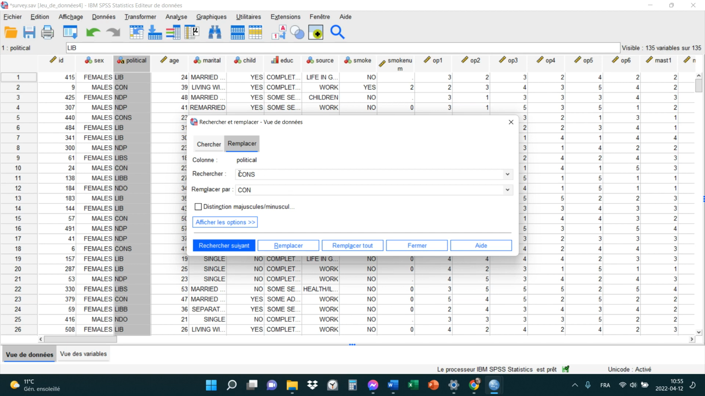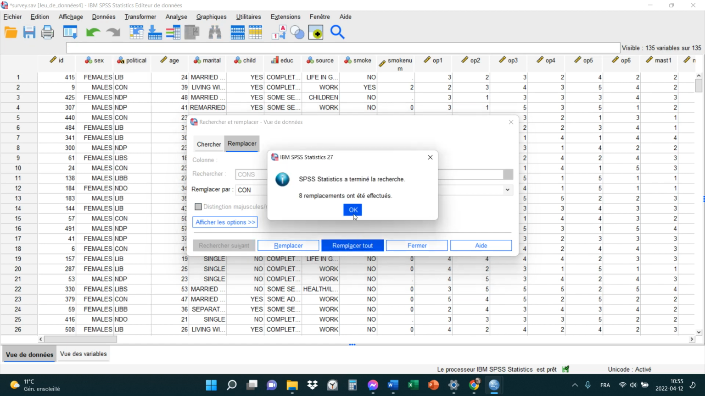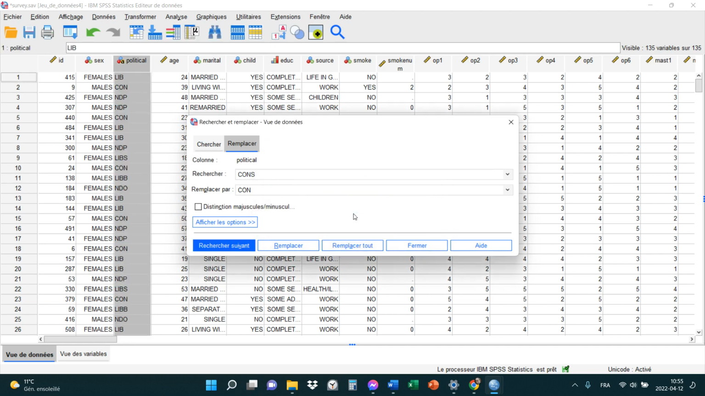You know, I'm telling the computer, if it says cons, please replace by con, C-O-N, and that's going to replace them. And it says 8 of them have been replaced, which is good because that's exactly the amount of problems I had with conservatives in the conservative typography itself, right? Là, je sais que lib, ça devrait être L-I-B, mais j'avais libbb puis libbs.